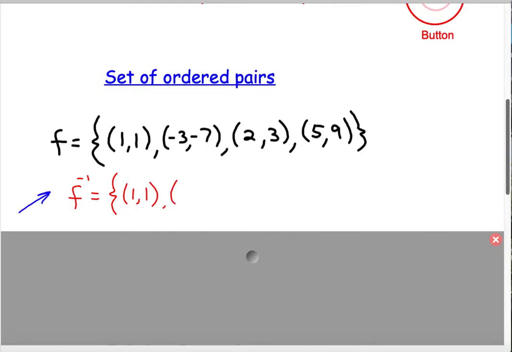But for the next one, -3 went to -7, so that means -7 now gets mapped to -3. 2 goes to 3, so now 3 will go to 2. And 5 goes to 9, so now 9 will go to 5. And that's the worst comma I've ever made. 9, 5. So it's as simple as that. So we're just switching the order of our ordered pairs.